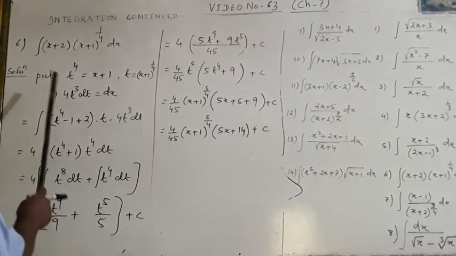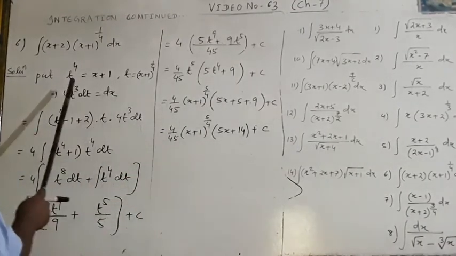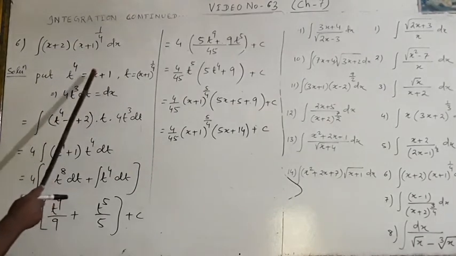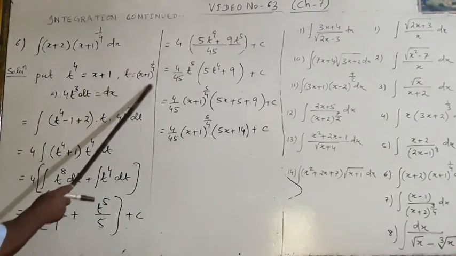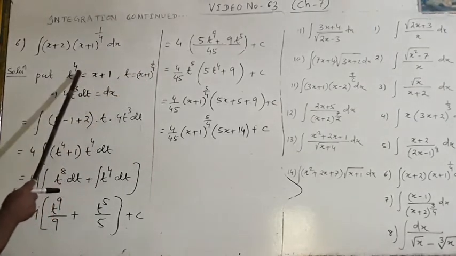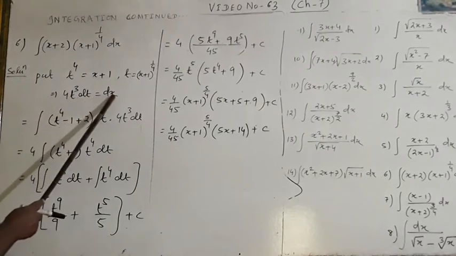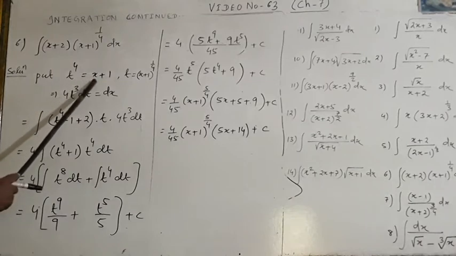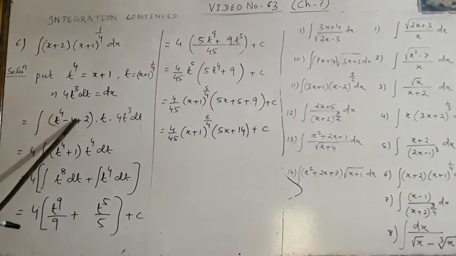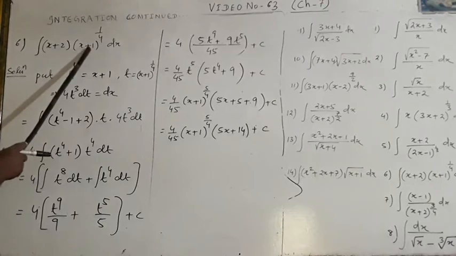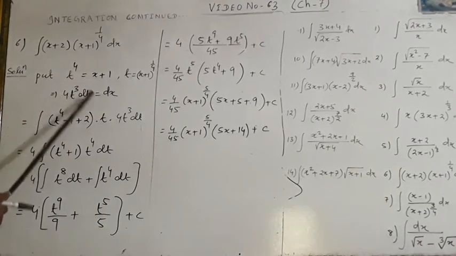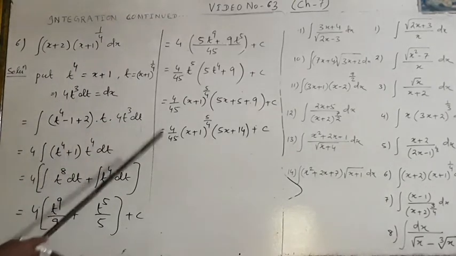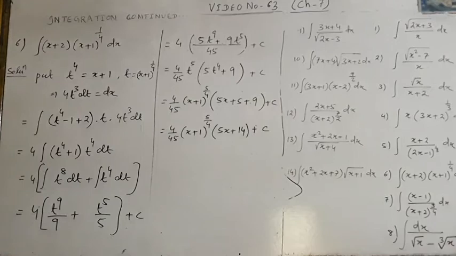Number 6 is similar to the previous problems. We have to put t^4 is equal to x plus 1. What is t? (x plus 1) to the power 1 by 4. I am keeping it outside because it is not required now. And its derivative is 4t^3 dt is equal to dx, and what is x plus 1? In place of x you have to put t^4 minus 1, t^4 minus 1 plus 2, and (x plus 1) to the power 1 by 4 is t, and in place of dx you can write 4t^3 dt. Now simplify it, take the screenshot, do it by yourself.